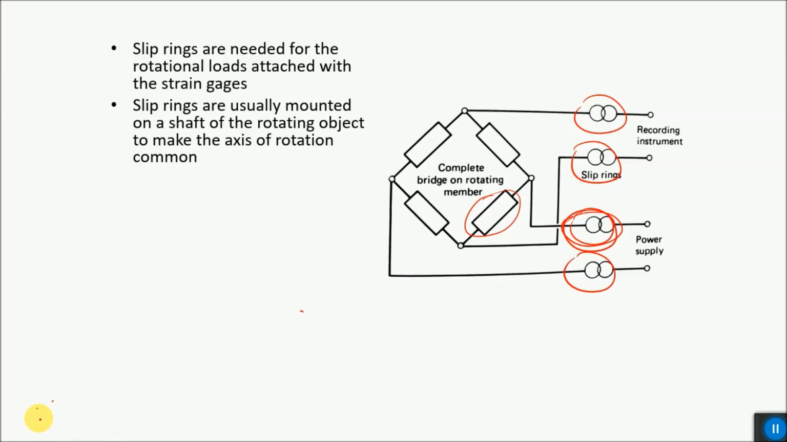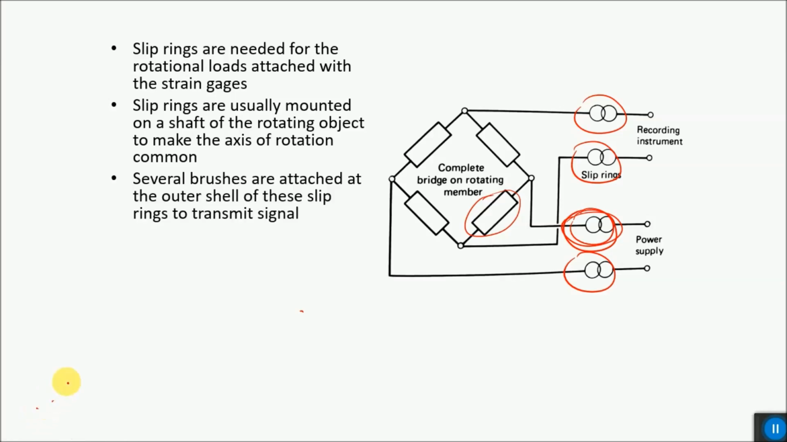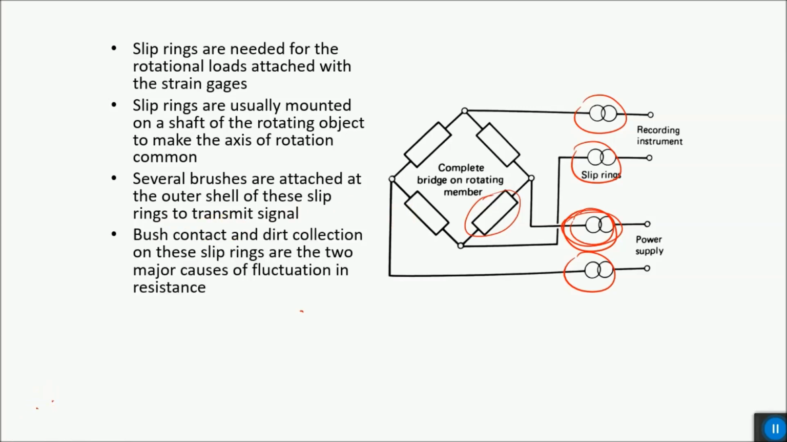They are mounted on a shaft of the rotating object to make the axis of rotation common for both of them, and several brushes are attached at the outer shell of these slip rings to transmit the signal without twisting your wires. The disadvantage of using these slip rings is dirt can be accumulated in these mechanical connections, and it can cause major fluctuations in resistance, so they have to be maintained and calibrated very frequently.